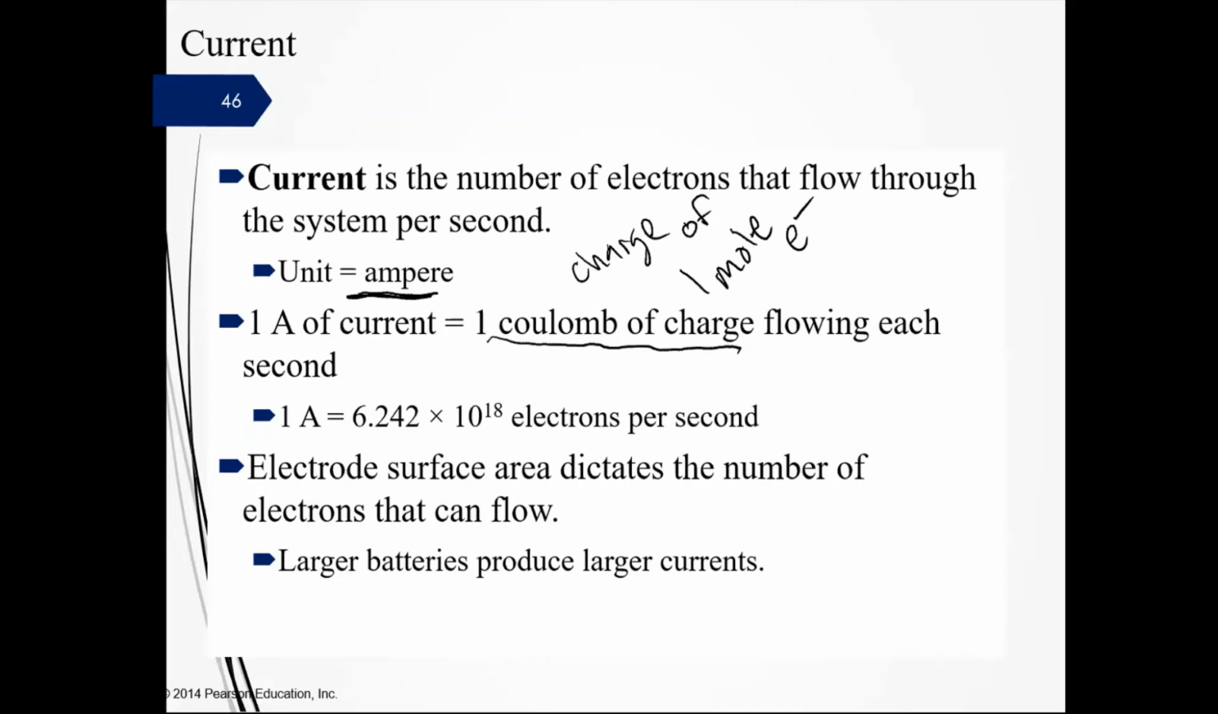Now, current is generally dictated by the size of your battery. The larger your battery size is, the more current flows. And so the difference between a C battery, a D battery, an AA battery, or an AAA battery isn't really their voltage. They all use the same or very similar chemistries to do that process. What's different is the size of their surface area, and so they produce different amounts of current. They also might have different charges inside.